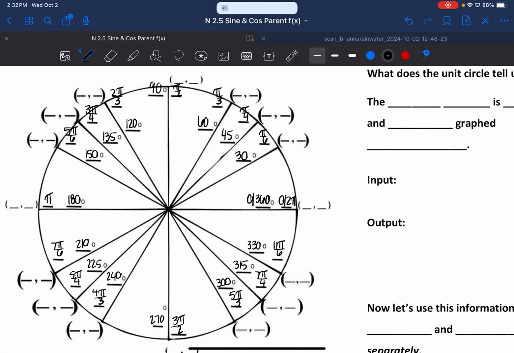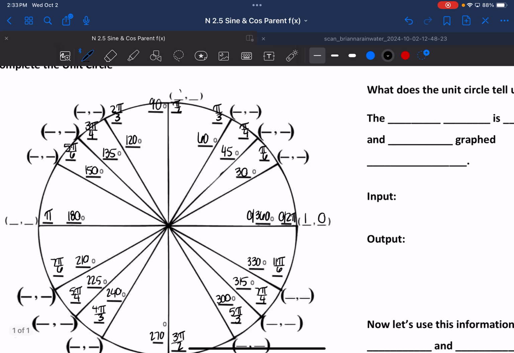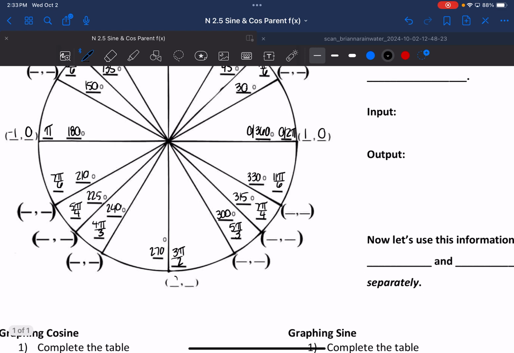Labeled for us. I know we know our degrees in radians. It's those coordinates that are the newer information. So right here at 0 or 360, what's the coordinate location there? 1, 0. Okay. And at 90 degrees, what's our location? 0, 1. And at pi? Good. And at 270? 0, -1.